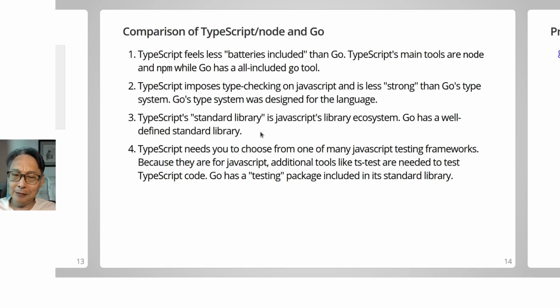Also, TypeScript doesn't have a TypeScript standard library. It's actually JavaScript's library ecosystem, which is vast and quite good. But in comparison, Go has a well-defined standard library. TypeScript needs you to choose from many JavaScript testing frameworks. But because they are for JavaScript, you need additional tools like TSJS, not test here, needed to test TypeScript code. Go, on the other hand, has a testing package already included, batteries included, in its standard library.